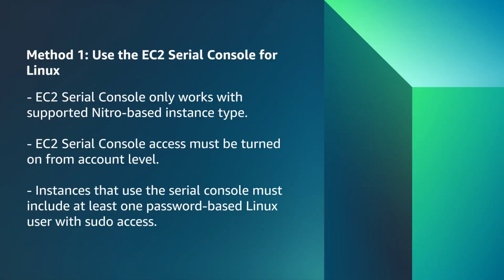Method 1, use the EC2 serial console for Linux. Note that EC2 serial console only works with supported Nitro-based instance types, and the access to EC2 serial console must be turned on from the account level. Also, instances that use the serial console must include at least one password-based Linux user with sudo access. For more information, see the Use the Serial Console for Linux link in the video description.